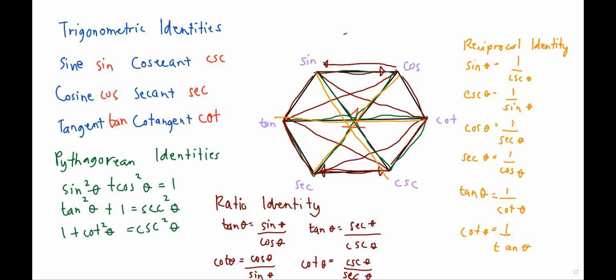Pinupoint out nito. So, first, let's have this one. Okay? So, let's try this one. So, this one, first example tayo. So ito, itong example 1 na to, technically it has two examples, ay, one lang pala. One lang. Pero let's try. Baka may makita tayo. Okay, tan theta sine theta plus cosine theta is equals to secant theta.